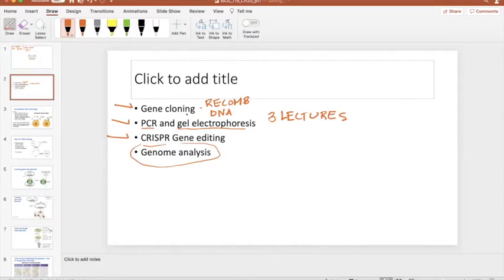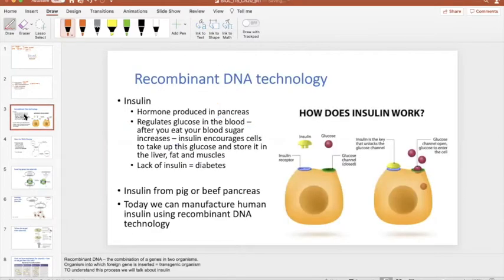So let's zero in on the topic of the day, which is this topic of gene cloning or recombinant DNA technology. I think the best way for us to address this topic is for us to tell a little bit of a story about the medicine insulin. So before I start talking to you about insulin, let me define for you this term recombinant DNA technology. If we are recombining DNA, what we're doing is we are combining DNA from 2 different organisms.